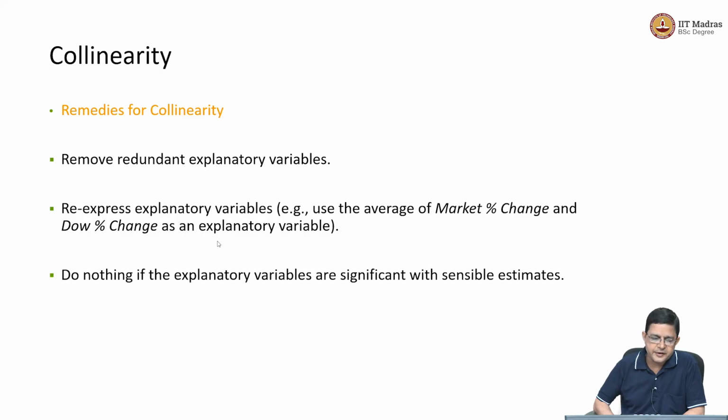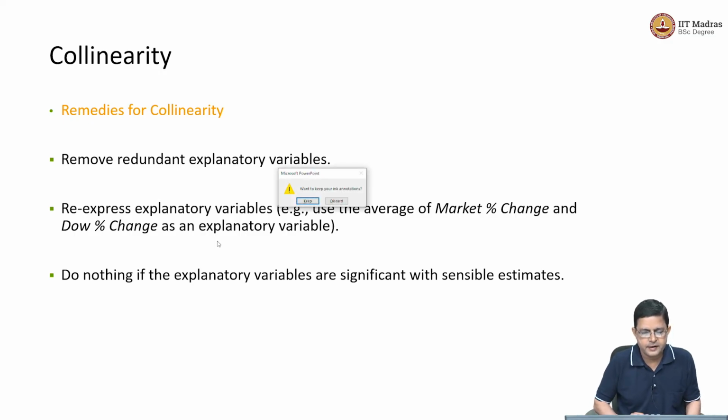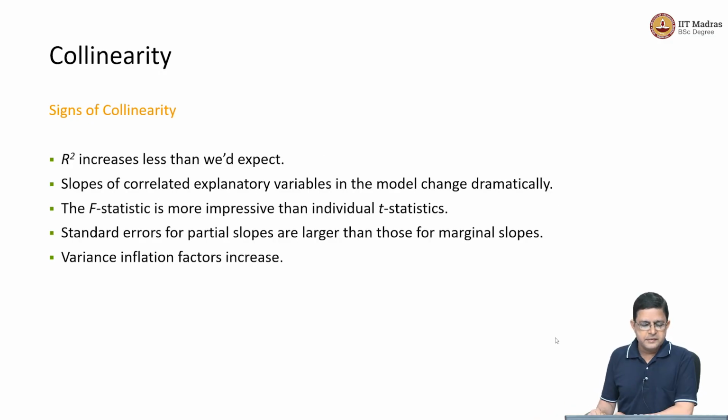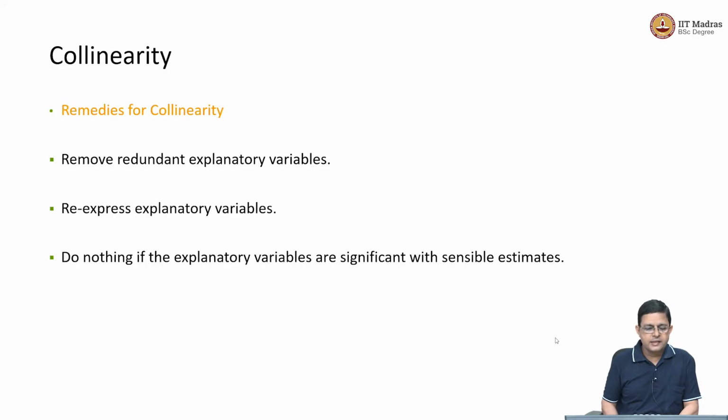One thing we can clearly do is to remove redundant explanatory variables. These are all signs that tell us that our explanatory variables are correlated with each other. There is correlation amongst the explanatory variables. What are we going to do about this collinearity? How can we get rid of it? How can we reduce it? Can we get rid of it? One thing we can very easily do is to remove the redundant explanatory variables, right.